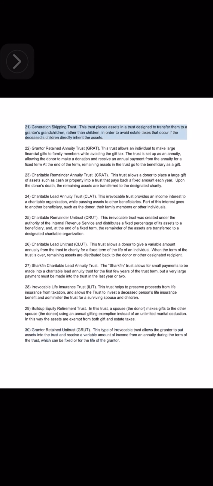21. Generation Skipping Trust. This trust places assets in a trust designed to transfer them to a grantor's grandchildren, rather than children, in order to avoid estate taxes that occur if the deceased's children directly inherit the assets.